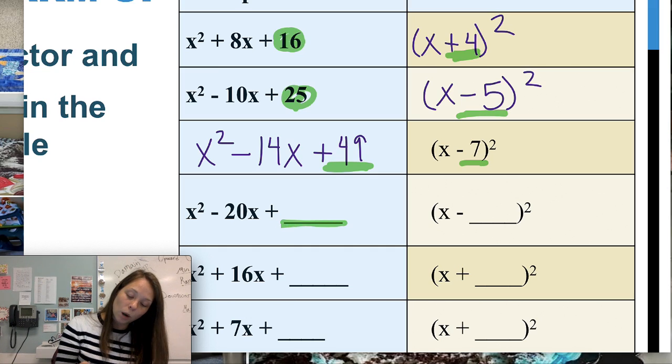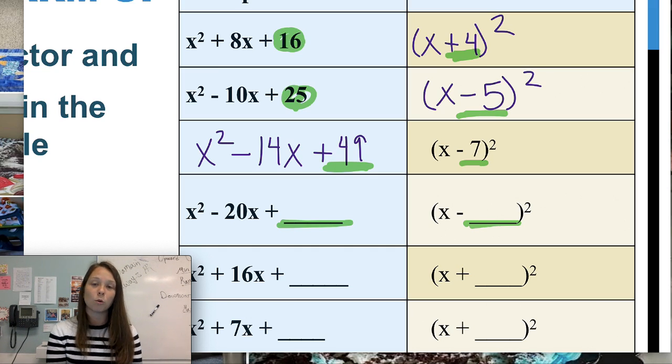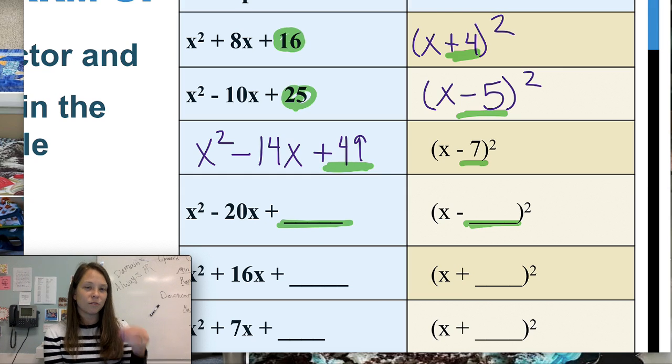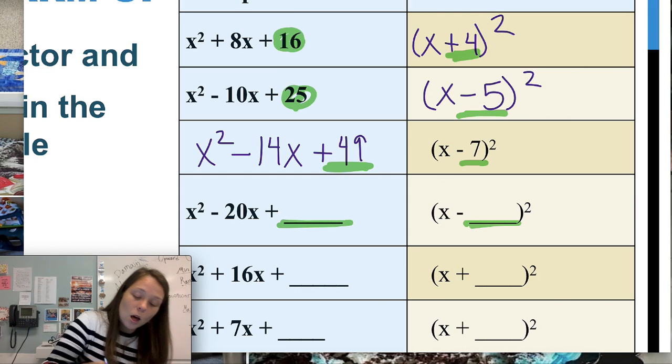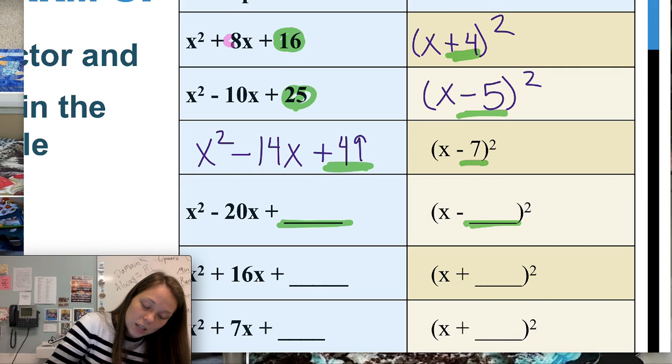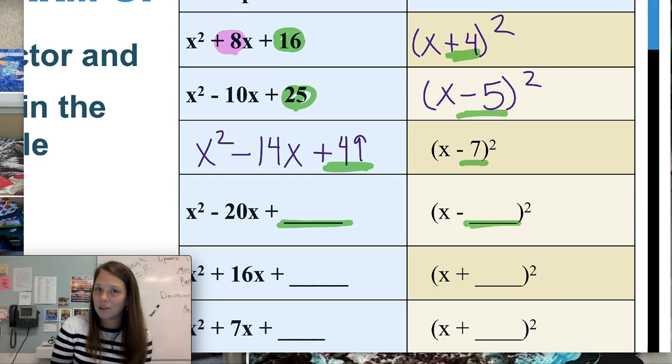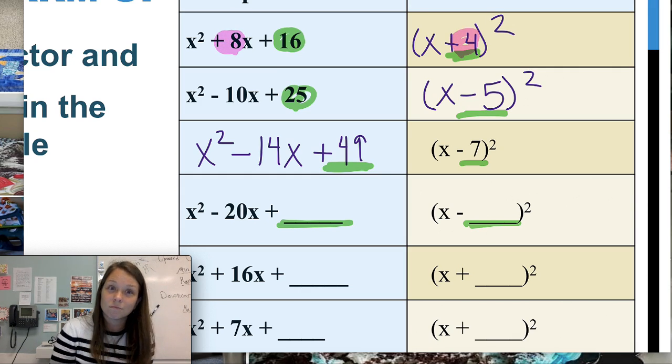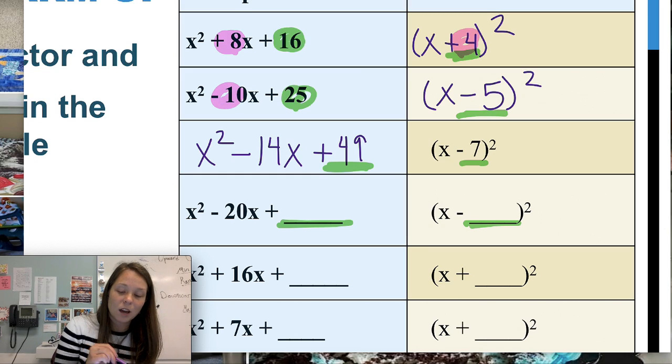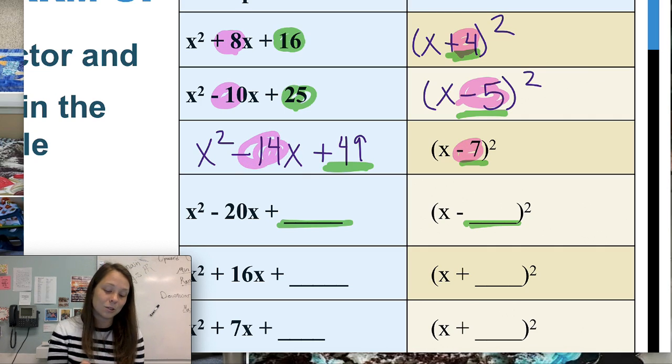So I know whatever number I put here, if I square root it, I need to get this number over here. Well, that's not helping me with filling this in because I don't know what c is, so there's nothing for me to square root. So what's the other pattern? Well, our b values, such as 8, if I take positive 8 and divide it by 2, I get positive 4. If I take negative 10 and divide it by 2, I get negative 5. Negative 14 divided by 2, I get negative 7. Aha! So negative 20 divided by 2 is negative 10, and that gives me my factored form.